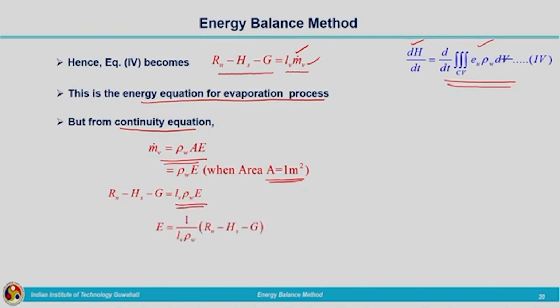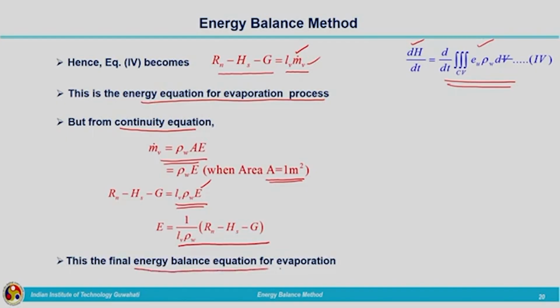Now, from this we need to get the expression for evaporation. So, evaporation is given by 1 by Lv rho w times Rn minus Hs minus G. This is the equation corresponding to the evaporation rate from a pan. So, the final energy balance equation for evaporation can be written like this.